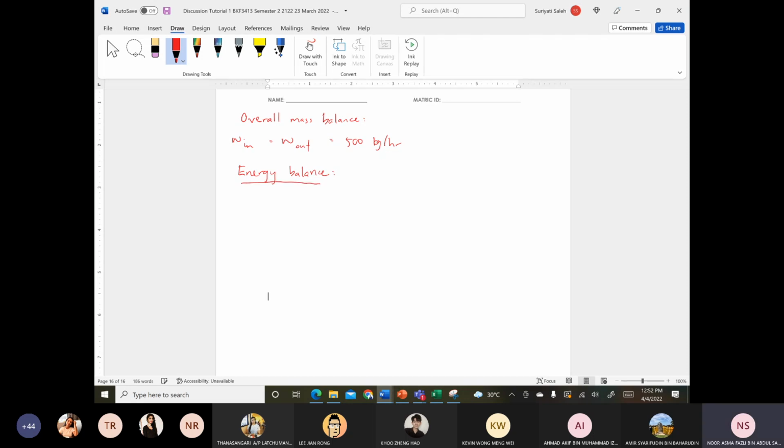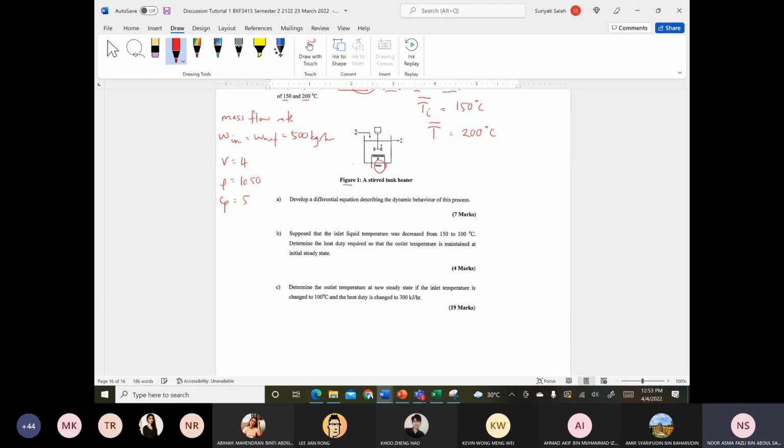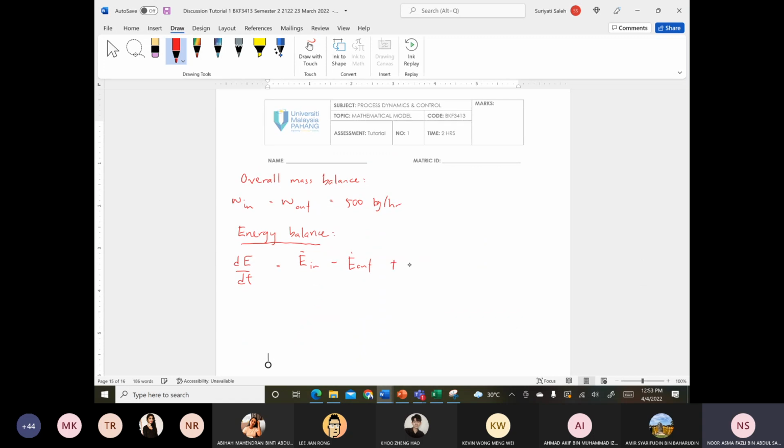So in the energy balance, in this case, we start as normal with dE over dt equal to E in minus E out. And then we take a look. In this case, you have the heater, and then you have the Q. So this means there is heat added into the system. So you have plus Q.